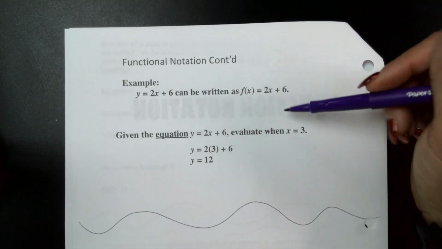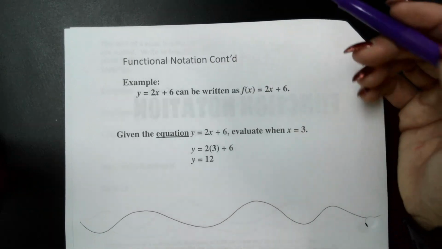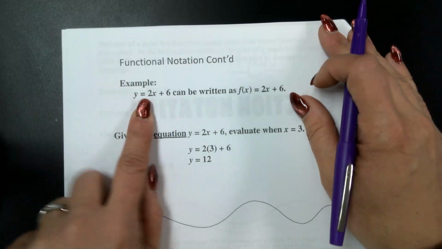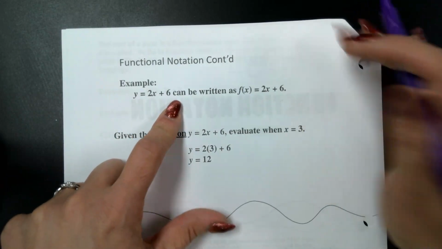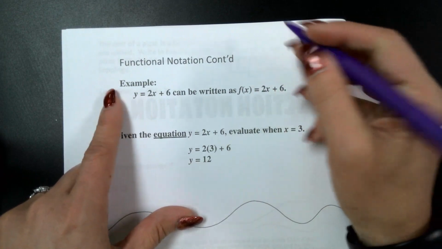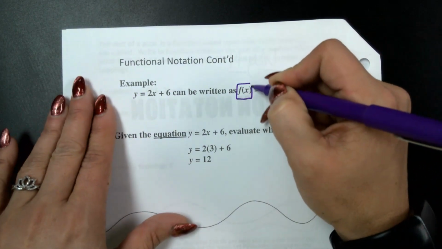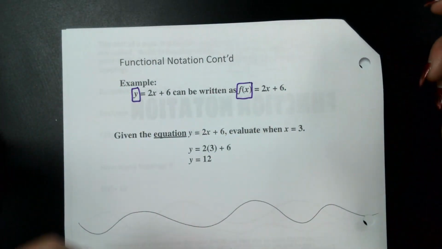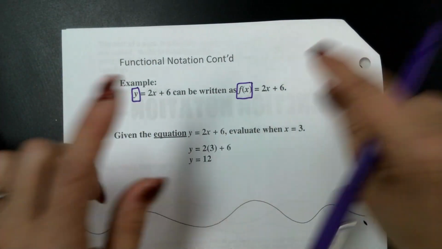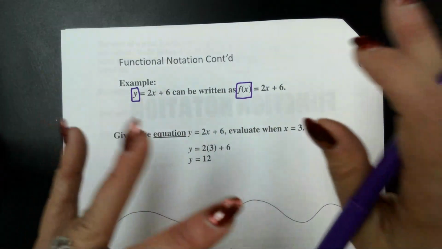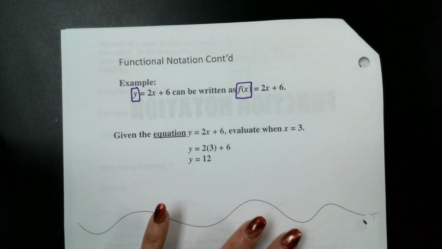For the first example on the back, it says if you had an equation that typically starts out as y equals 2x plus 6, you can write it as f of x equals 2x plus 6. So again, this f of x means the exact same thing as the y does. Don't let that notation confuse you. It literally is no different than having a y value there.